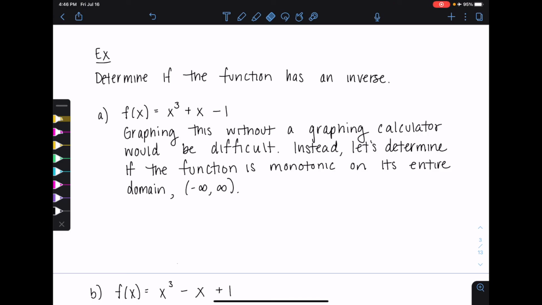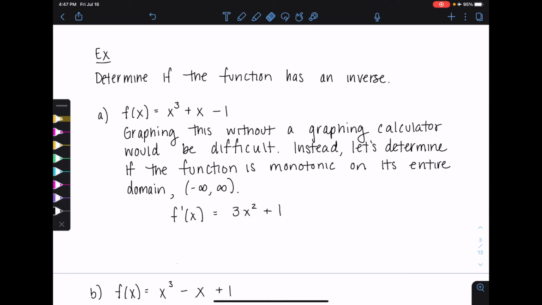If you tried to graph this without a calculator, it's going to be a little bit difficult. You could go through the process we learned in chapter 4, but we just need to know if it has an inverse, so I don't need to go through all of those details. So instead, let's determine if the function's monotonic on its entire domain, which in this case is any real number.